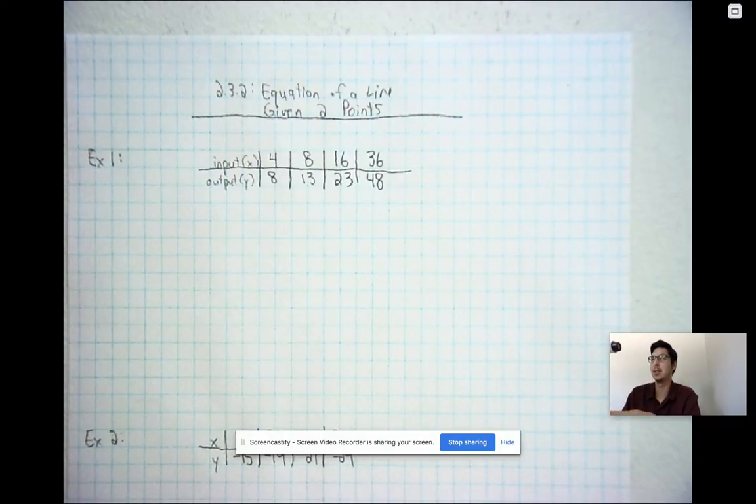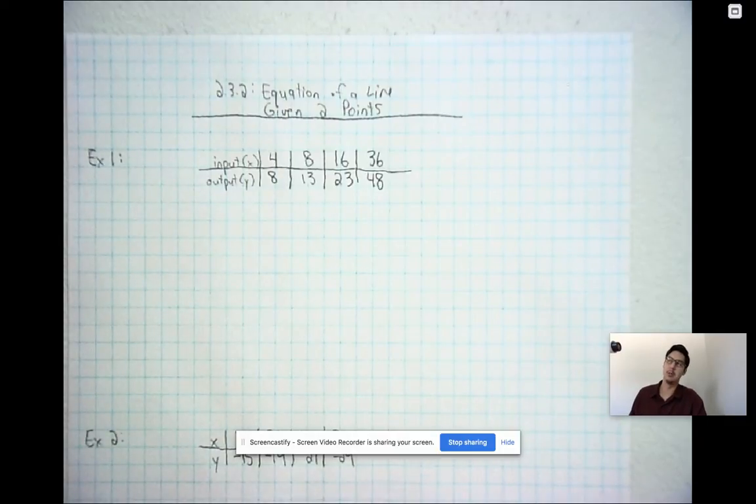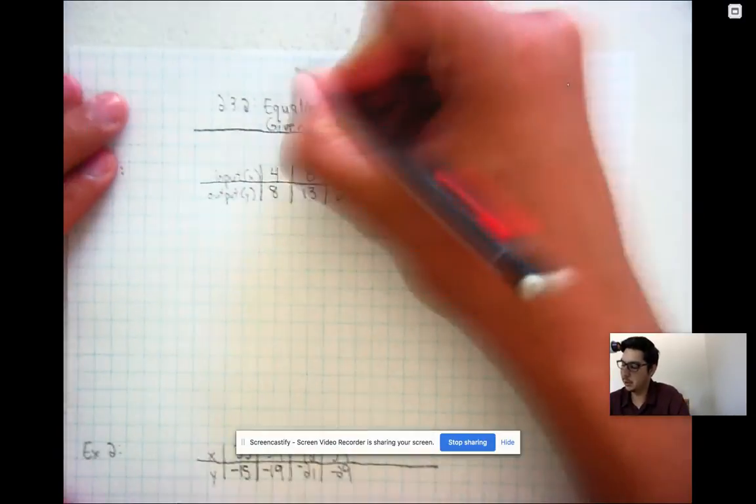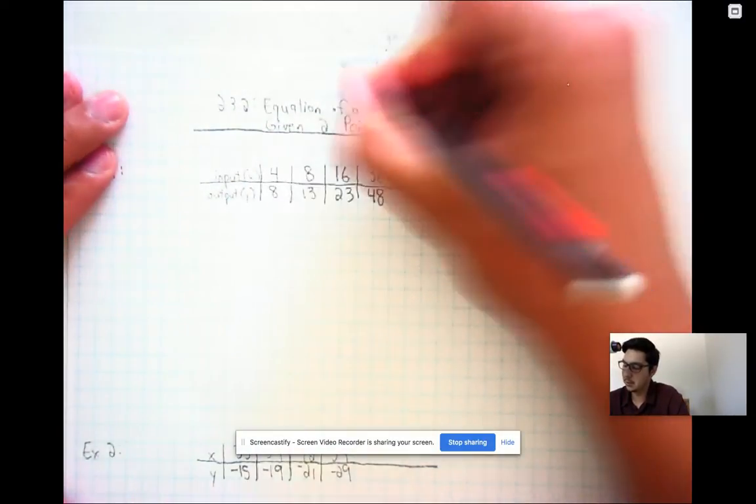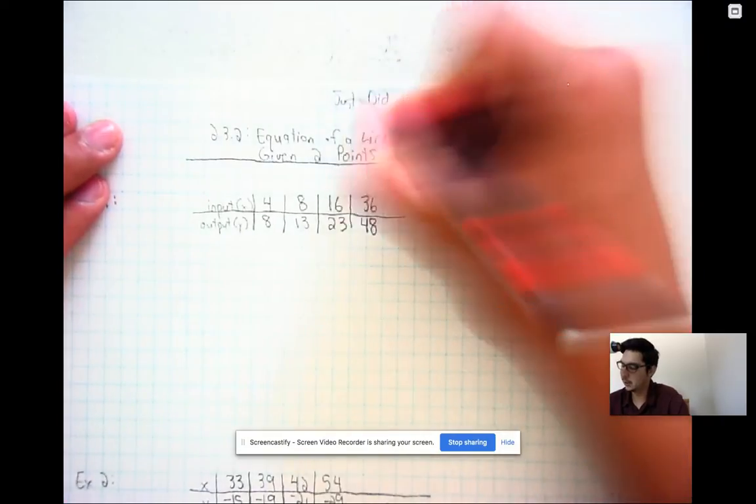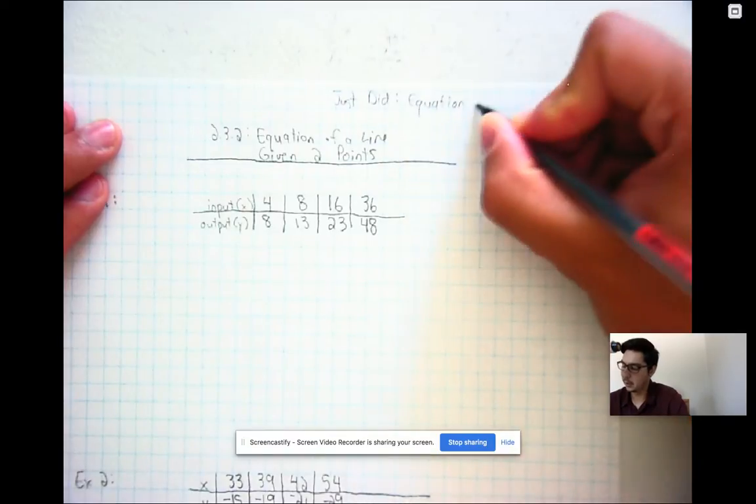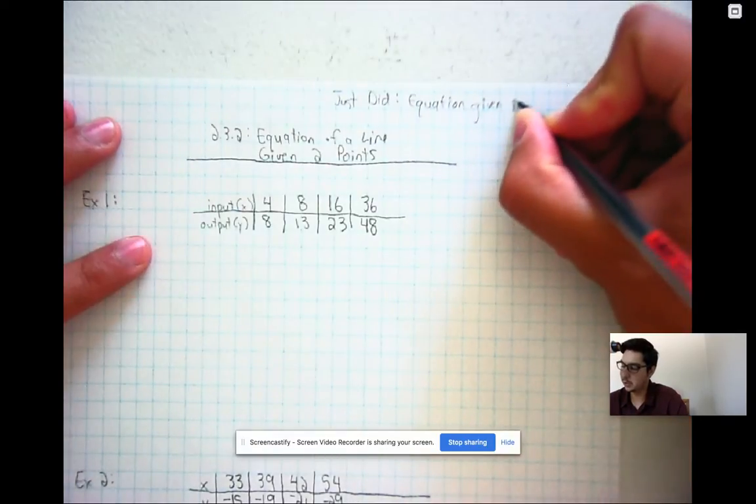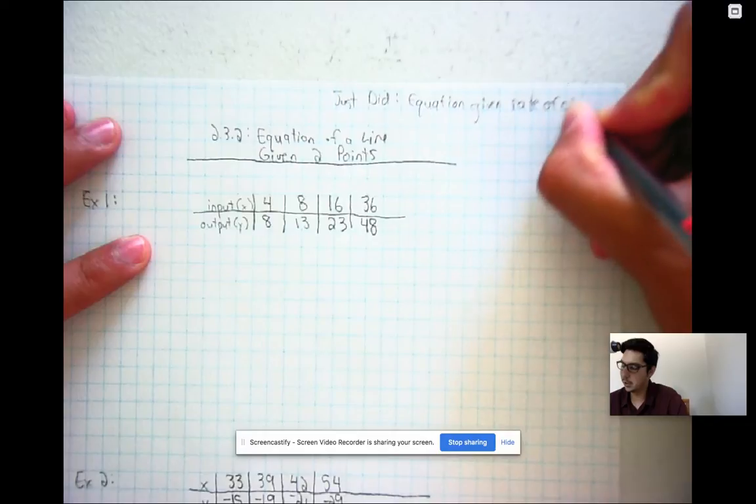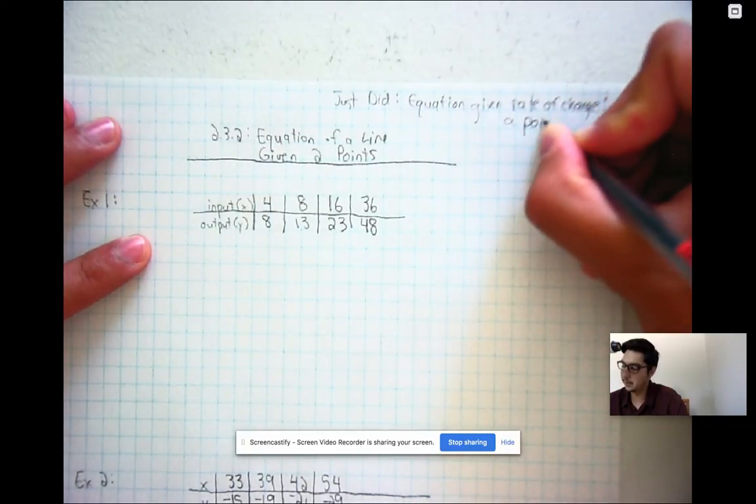And now we're at the end of chapter 2, believe it or not. What this final lesson talks about, this final skill that we can add to your skill set, is we just did the chick problem, which is finding the equation given a point and a slope. So let's write that down. What we just did is we found the equation given just a rate of change and a point.